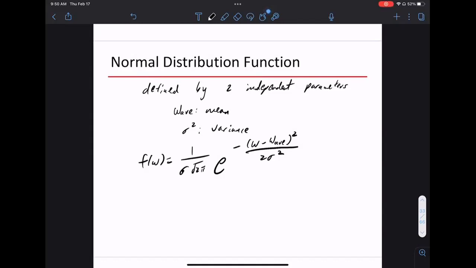Because the distribution is symmetrical? No, there are many. For uniform, I can make it symmetrical, right? But this is infinitely easier to deal with than a uniform distribution.